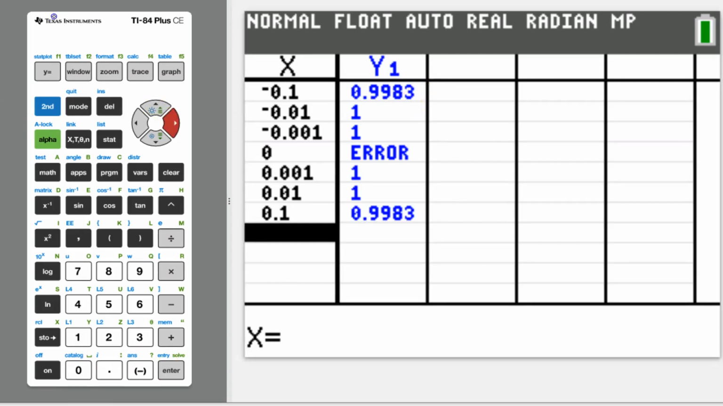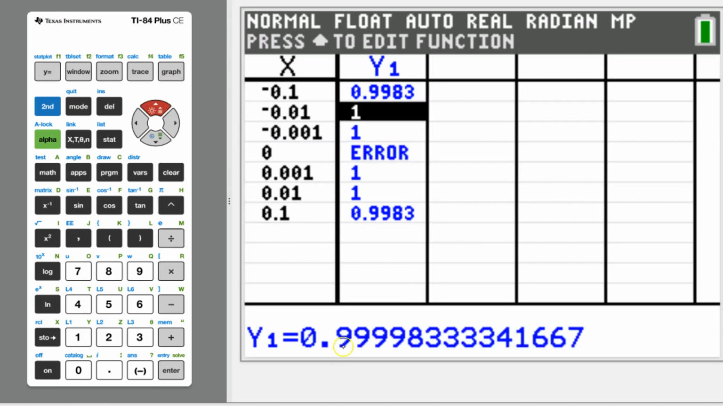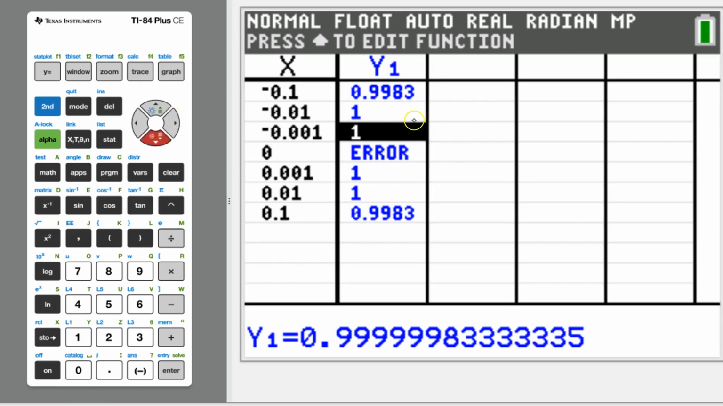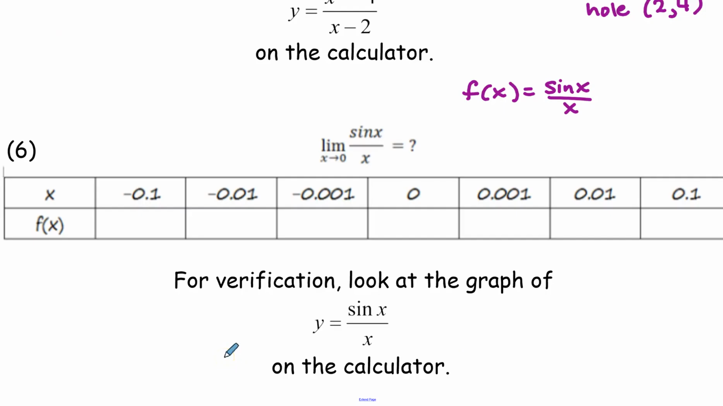In fact, if I put my cursor over those values, you'll see they're not really 1. They're just decimal numbers that are very, very close to 1. So we have 0.9983, 0.9999983, 0.999999983. Those are getting very close to 1, and the same thing is happening from the other side. So what's our conclusion about this limit? It equals 1. And then we can fill those numbers in.